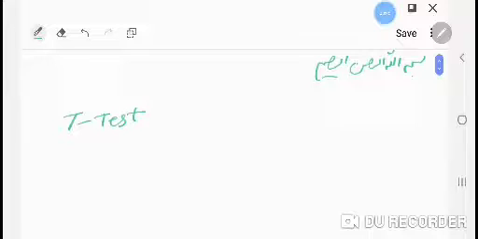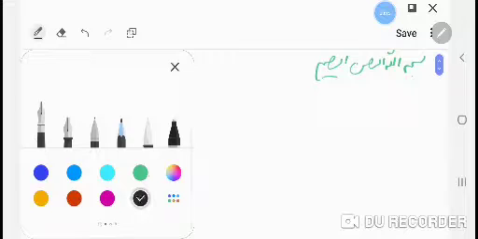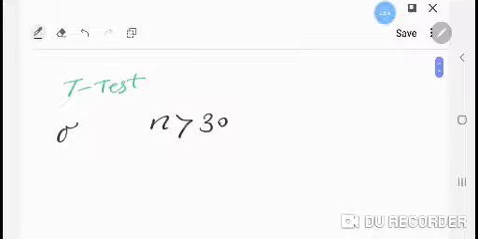The normal distribution test of significance can only be used when sigma is known exactly, or at least is based on a sample size greater than 30.